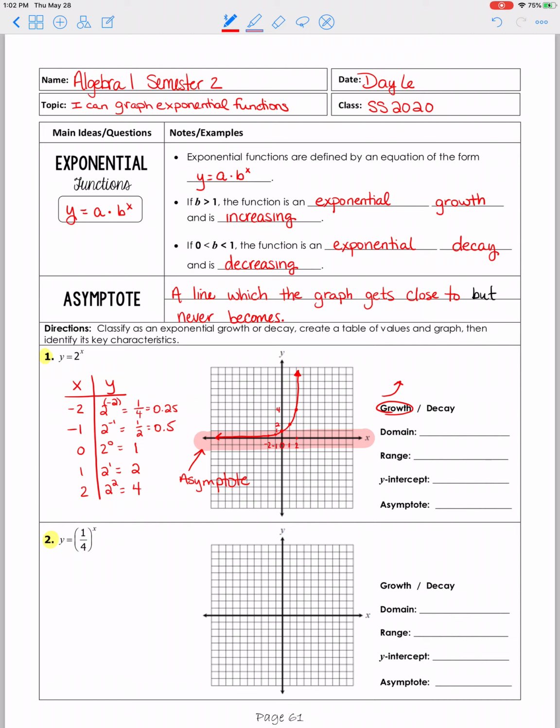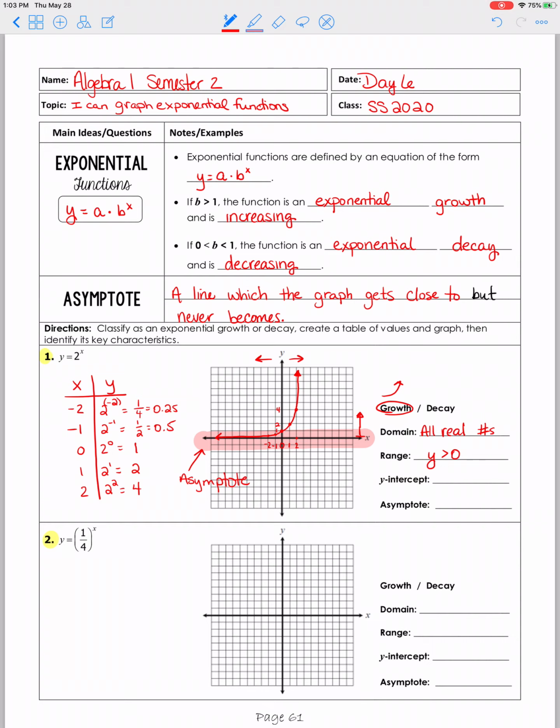So let's take a look at the domain. Remember, the domain is all of the x values of our graph. If we look to the left, our x values go on forever. If we look to the right, our x values go on forever. When that's the case, the domain is all real numbers. To talk about the range, as x goes to the right, our y values go straight up to the ceiling. As x goes to the left, we don't go below the x-axis. That's that asymptote. So our y values have to be greater than 0, because we're never going to equal 0.